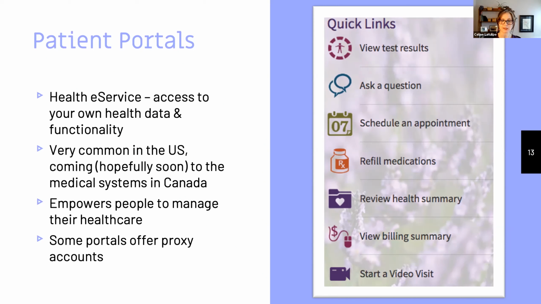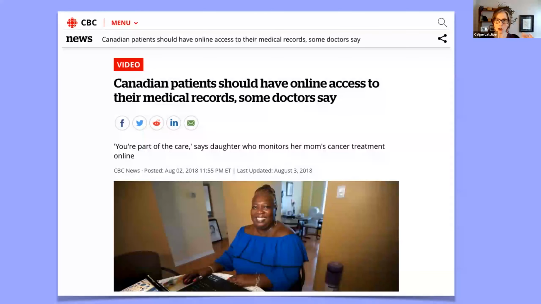And the last thing I want to note is that some portals offer those proxy accounts where somebody else can get access. Most portals actually offer them for pediatrics. So I was able to log in and see my children's doctor's visits and lab tests and all that type of stuff. And that is definitely there in all patient portals, that parent access to a pediatric patient record. And these are starting to come to Canada. So this is a link to a CBC article in which a certain hospital's cancer care treatment has an online patient portal for people managing that type of chronic illness.